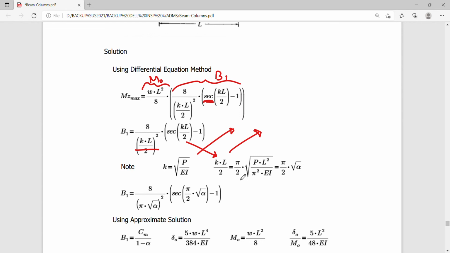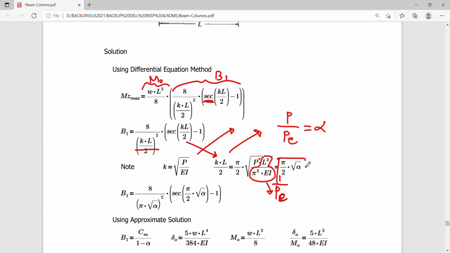So this is pi over 2 square root of PL squared over pi squared EI. So what is this? L squared over pi squared EI here is actually your Euler buckling load, PE, and 1 over PE. We know that in our derivation, this is always alpha. The variable alpha is there, but there's a square root sign, so this is square root of alpha.